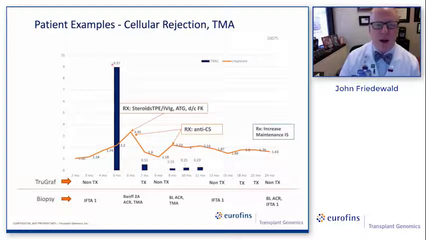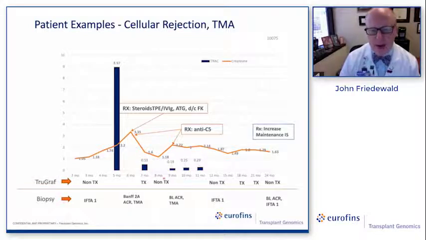And so the cell-free DNA was off the charts. Again, this was obtained retrospectively. We didn't know it at the time. The patient was treated with steroids. And because of the thrombotic microangiopathy, they were also treated with plasmapheresis and IVIG. They were given antithymocyte globulin, and their tacrolimus was discontinued, thinking that was contributing to thrombotic microangiopathy. The patient improved, the cell-free DNA improved, and the TruGraf test went back to TX after treatment of rejection here.